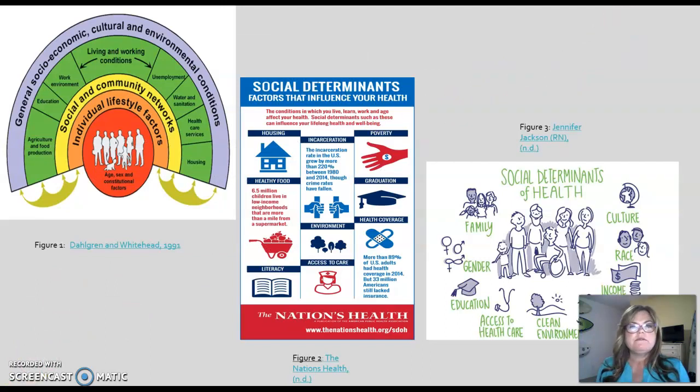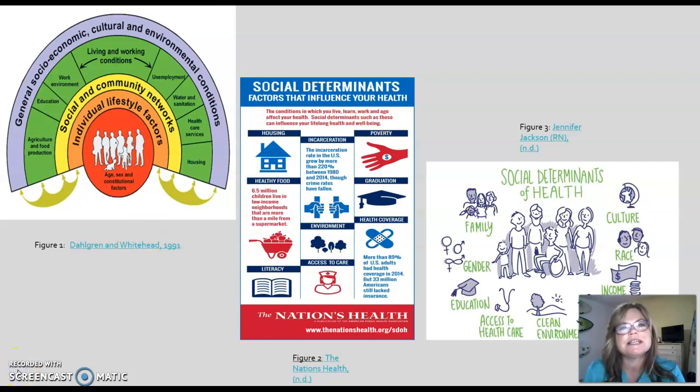Here you'll see 3 figures that display social determinants. So social determinants, as defined here, are the conditions in which you live, learn, work, and age, and these affect your health. For example, your general socioeconomic status, your environmental conditions, your race, your culture, your gender, safe housing, healthy food. These would all be social determinants of health.